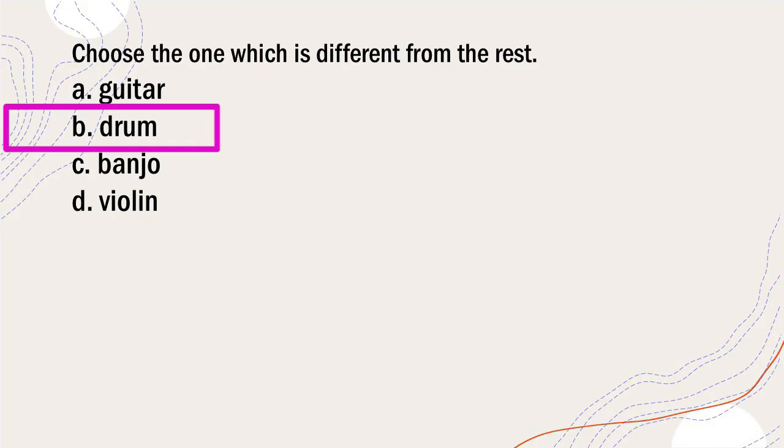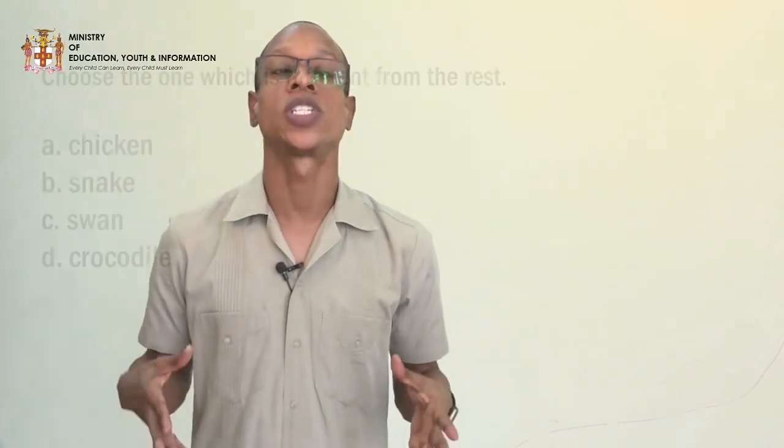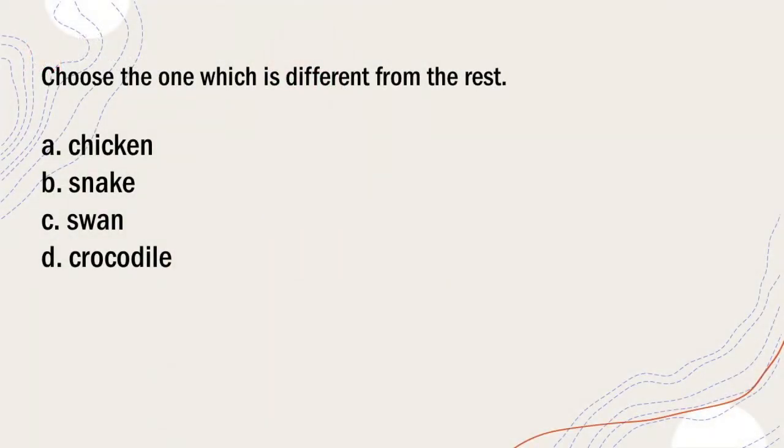Very good. All the other instruments are stringed instruments. The drum is not a stringed instrument. It is a percussion instrument. Well done, boys and girls. Now for our final question, choose the one which is different from the rest. A, chicken, B, snake, C, swan, or D, crocodile.